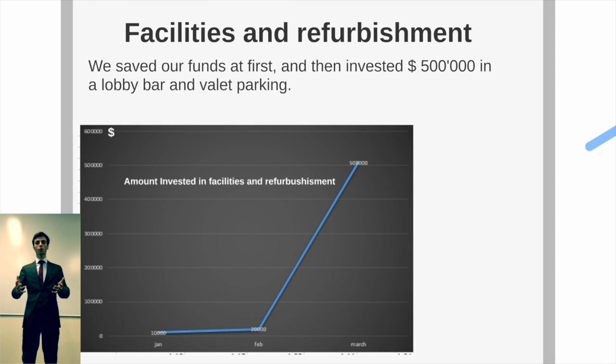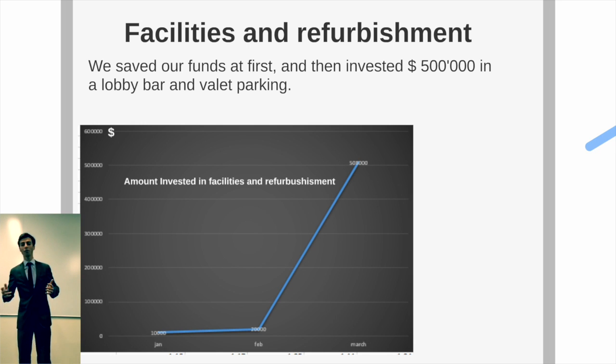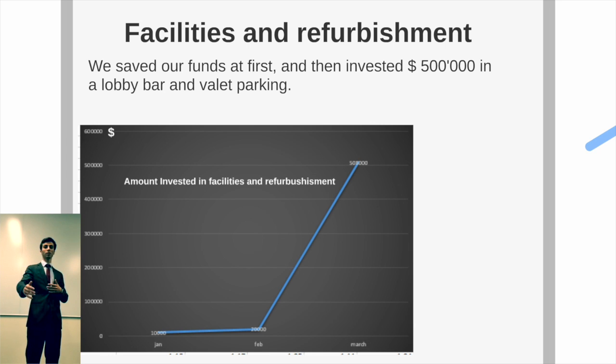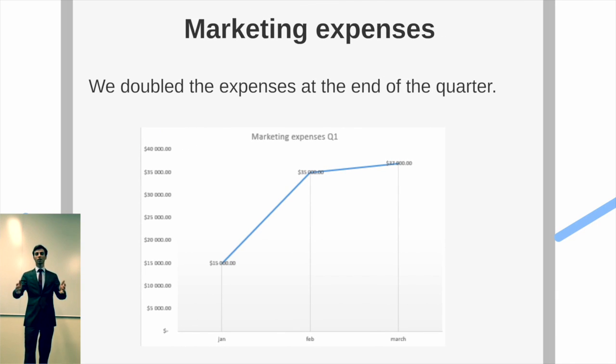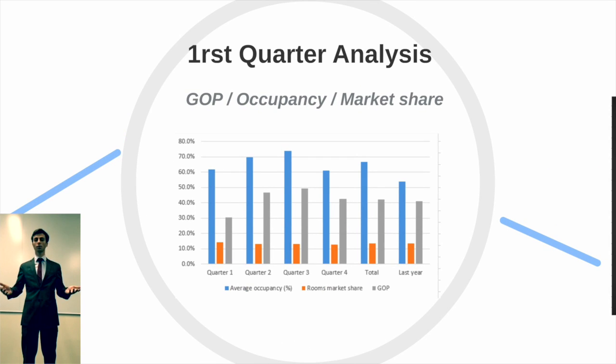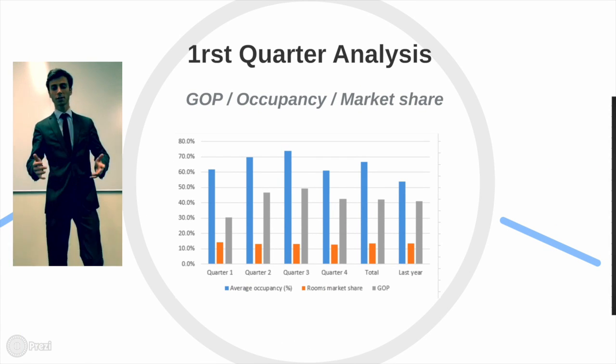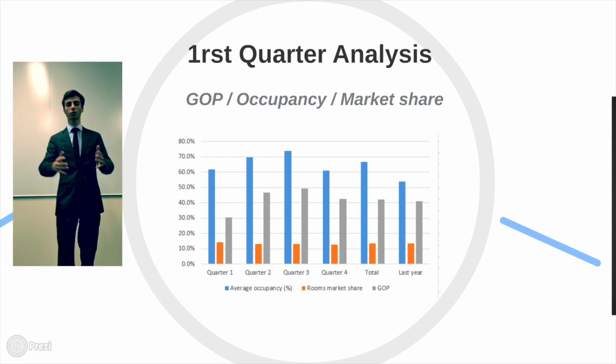Concerning investment, our strategy was to save our initial budget to start investing at the end of the quarter. During the third month, we invested more than $500,000 in a new restaurant and new meeting rooms. That's why we increased the price from $160 to $190. Concerning the marketing expenses, we decided to increase them toward the end of the quarter in order to promote the several investments that we had made. Actually, we decided to double our expenses at the end of the period, going from $15,000 to $37,000. Not investing during the first 2 months, we kept low prices in order to penetrate the market.